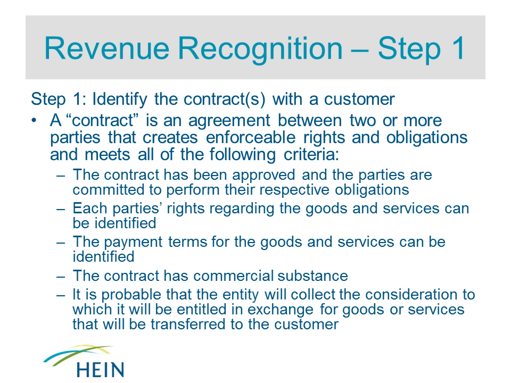So a contract is an agreement between 2 or more parties that creates enforceable rights and obligations and meets all of the following criteria. The contract has been approved, and the parties are committed to perform their respective obligations. Each party's rights regarding the goods and services can be identified. The payment terms for the goods and services can be identified. The contract has commercial substance, and it is probable that the entity will collect the consideration to which it will be entitled in exchange for goods and services that will be transferred to the customer.